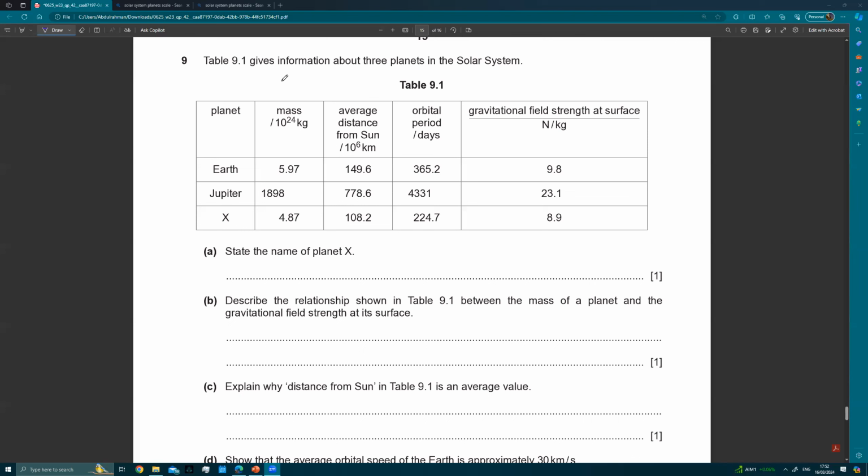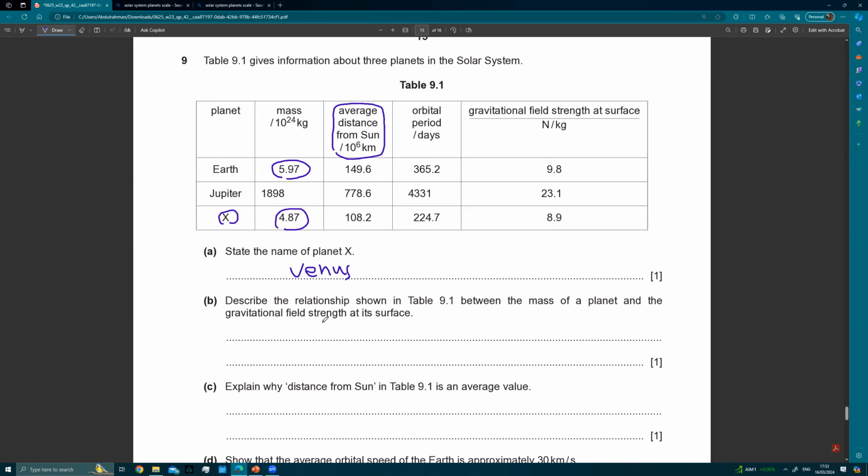Table 9.1 shows information about 3 planets in the solar system. State the name of planet X. Well, planet X has a similar mass to the Earth, and it's also closer, with a smaller average distance from the sun. So it has to be between Mercury, Venus, and Mars. From those, only Venus is close in size to the Earth. The others are a lot smaller. It'll have to be Venus.